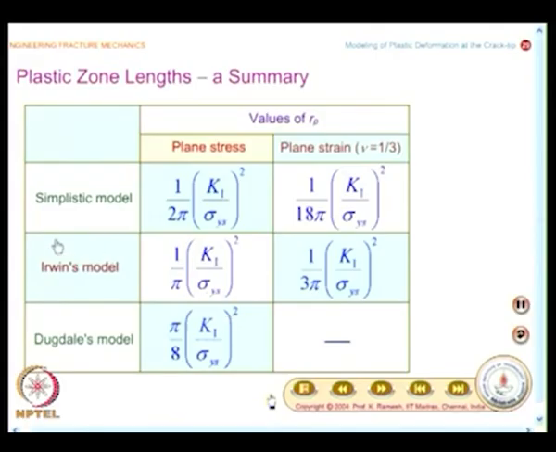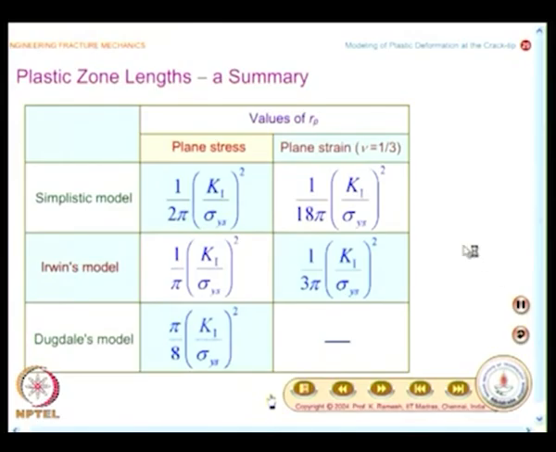And we had noted that Irwin's model is an elastoplastic analysis, and this we have said is an elastic analysis. He had considered redistribution of load, whereas Dugdale considered a strip of plastic zone. You have no singularity because of that. On that premise he was able to calculate the plastic zone length.